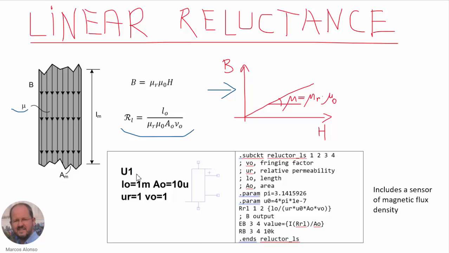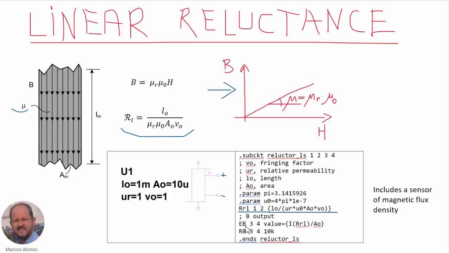So this is the model in LTspice, the device in LTspice with the different parameters, and as we can see here, we are modeling this device by using this expression here, which is a constant resistance. We are also including in this device an output here in these two terminals. As we can see here, in these two terminals we have an output corresponding to the value of the magnetic flux density in this element.